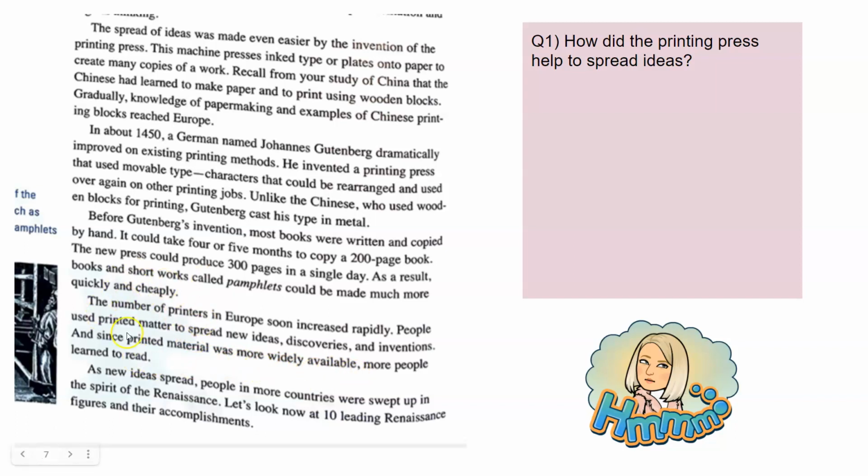Remember, this ties into humanism and authors writing in the vernacular or in the spoken language, not just in Latin. As new ideas spread, people in more countries were swept up in the spirit of the Renaissance. So we're going to look at 10 between today and tomorrow, 10 leading Renaissance figures and their accomplishments. So again, as these ideas spread, more people are like, ooh, I like what they're talking about. Oh, I agree with that. Oh, I disagree with that.